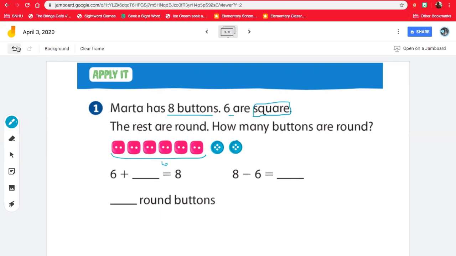Oh, that doesn't look like a 6. Let's try that one again. And there are 2 buttons here. So we know 6, and then if we count it on in our heads, this one would be 7 and 8. So we know 6 plus 2 equals 8 because we started at 6 and counted on. And then 8 take away 6 leaves us with 2. So there are 2 round buttons.